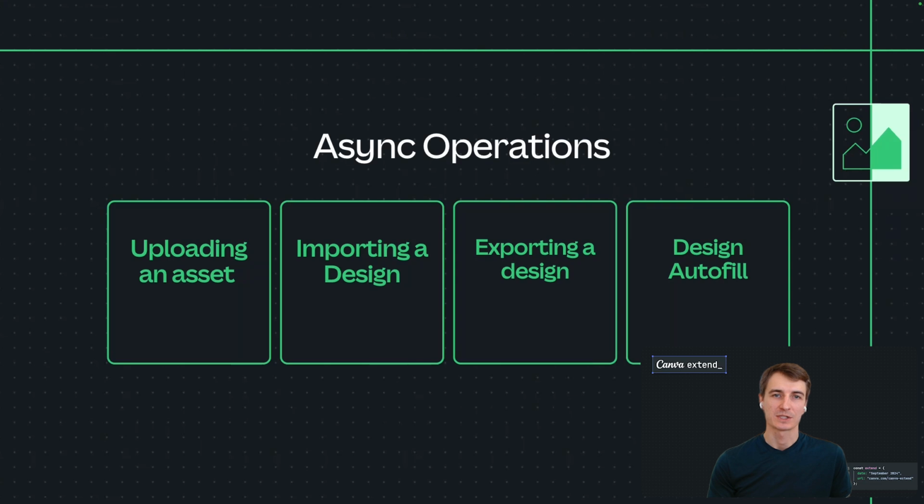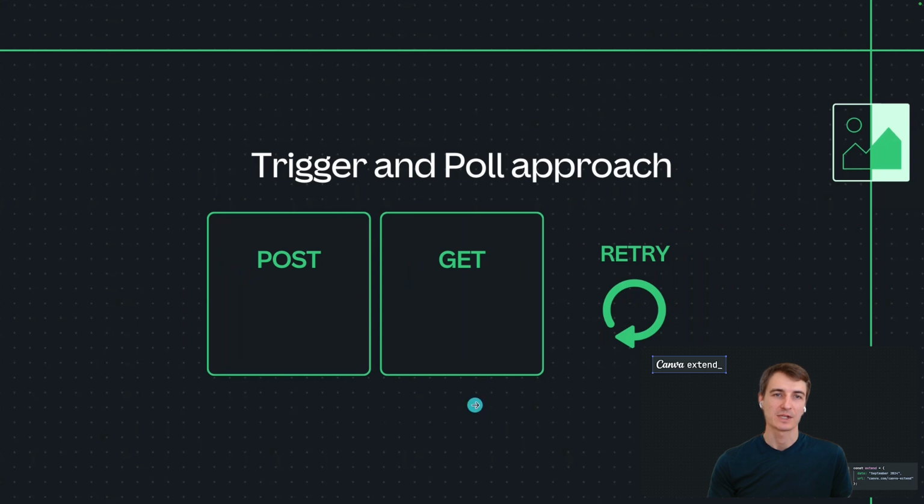Holding a synchronous connection open for that long would be inefficient for both the client and server. As such, these operations are modeled using a trigger and poll approach. Let's jump into the Nourish e-commerce shop demo code to see what this looks like.